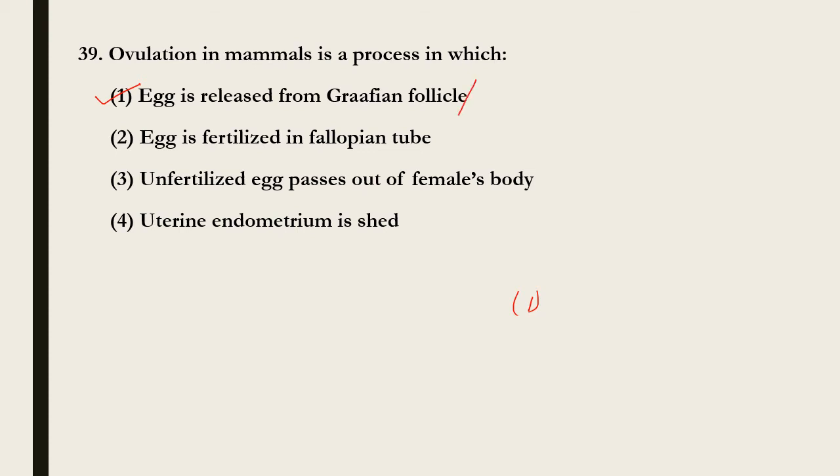This Graafian follicle is also called the ovarian follicle. It was first observed by the scientist Graaf, that's why it is named the Graafian follicle. Now come to the third and fourth options: unfertilized egg passes out of the female's body, as well as the uterine endometrium is shed. These two occur at the time of menstrual cycle. So ovulation is nothing but release of ovum or egg from Graafian follicle. Option 1 is the correct answer.